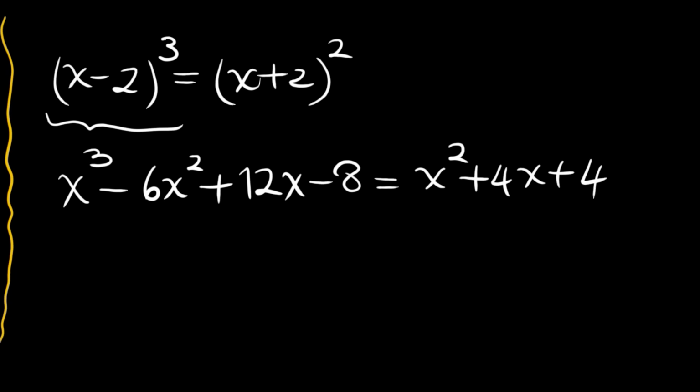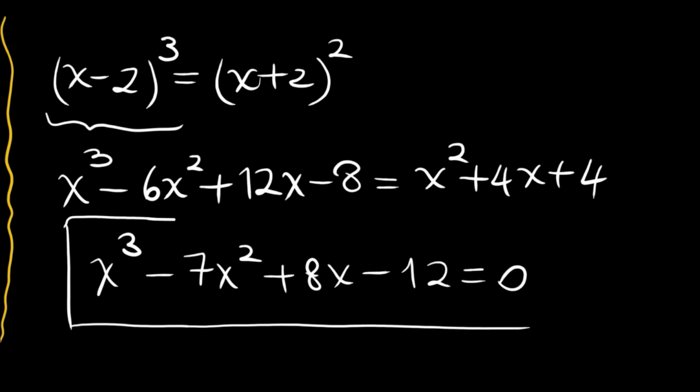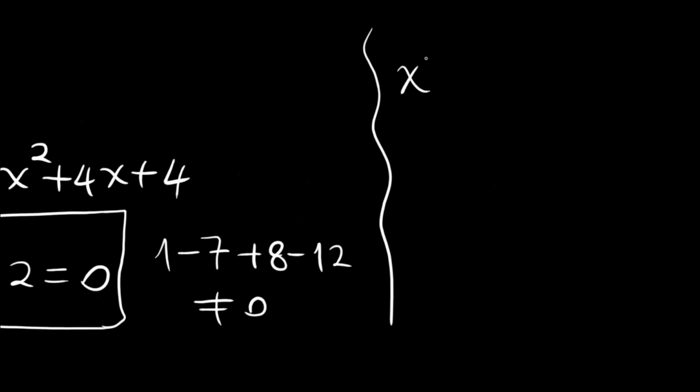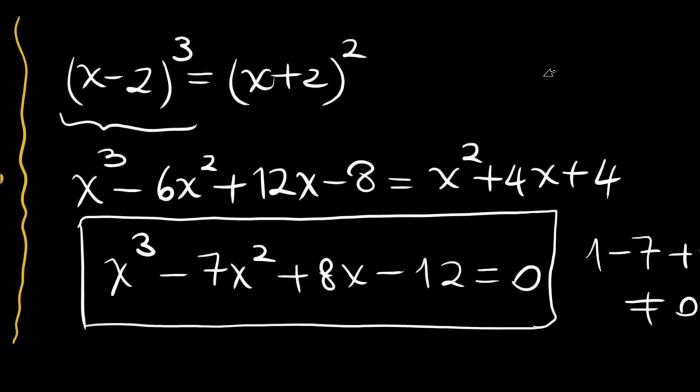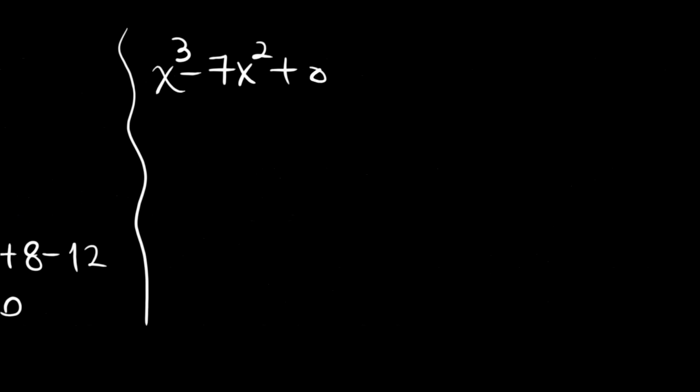Let's just have everything left hand side. x cubed minus 7x squared plus 8x and minus 12 is our equation. That's a cubic polynomial equation, needs to be solved. We have x cubed minus 7x squared plus 8x minus 12 is equal to 0.